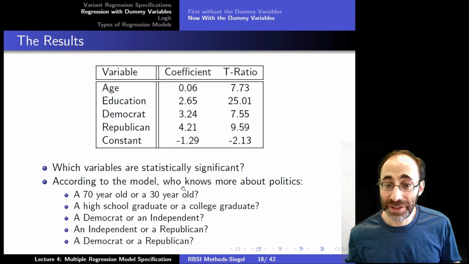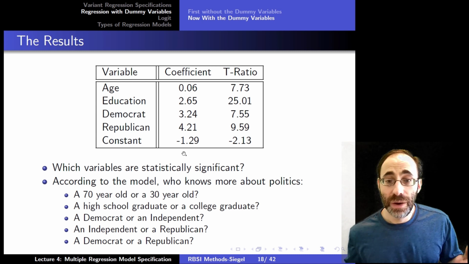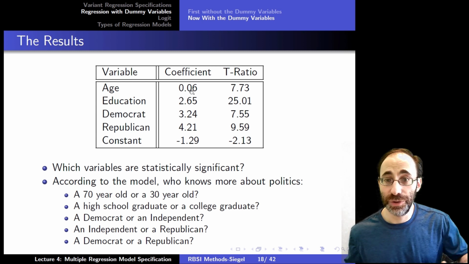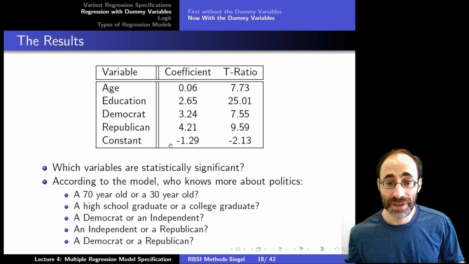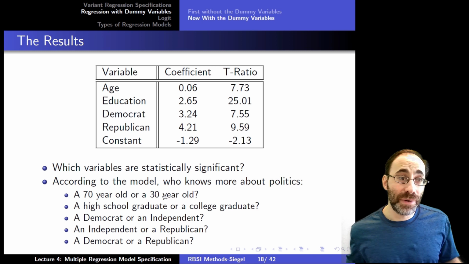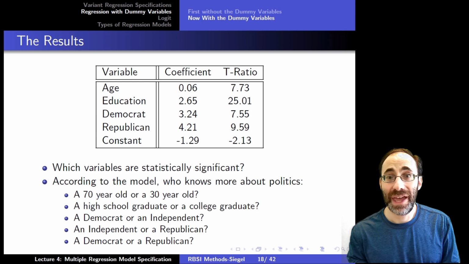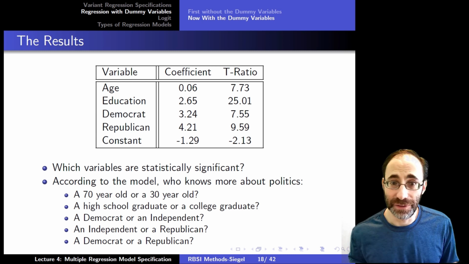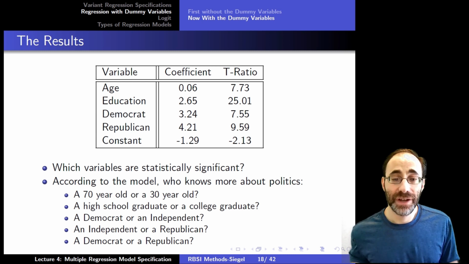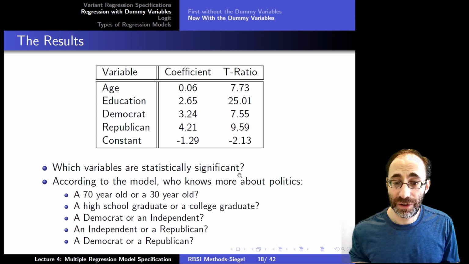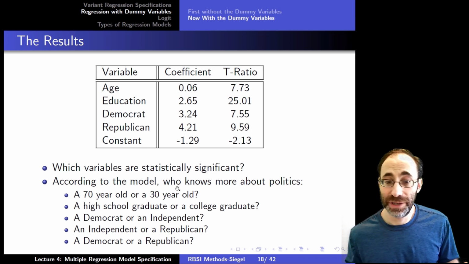So, who knows more about politics, a 70-year-old or a 30-year-old? Well, over here we have a positive coefficient on age, which means the older you are, the more you know about politics. Therefore, a 70-year-old on average knows more than a 30-year-old. Remember, from the beginning of this course, this is not a deterministic model. This does not mean every 70-year-old knows more than every 30-year-old. This means, on average, controlling for these other variables, we believe a 30-year-old will know less about politics than a 70-year-old. Note it's not much difference, right?